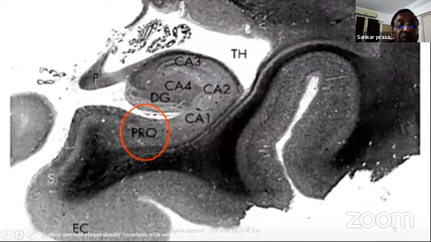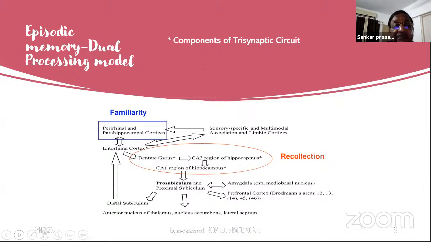Here you are seeing the dentate gyrus and the subiculum, CA1, CA2, CA3, CA4, the dentate gyrus and the entorhinal cortex. This anatomy is very, very important. This is the thalamus. It is important because this is where consolidation of memory takes place, and it is key for remote and recent memory. So the perirhinal and parahippocampal cortex, entorhinal cortex, dentate gyrus, CA3 region, CA1 region of the hippocampus, and subiculum form the circuit that is disturbed. The sensory-specific, multimodal association and limbic cortices send impulses, and if they are stored here, familiarity is established, and recollection is because of this circuit.